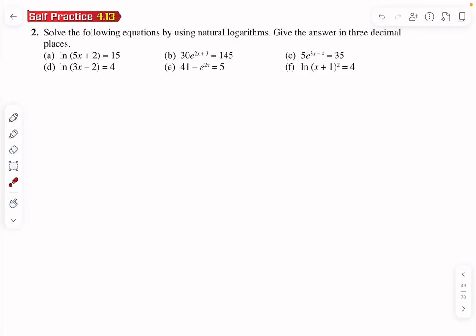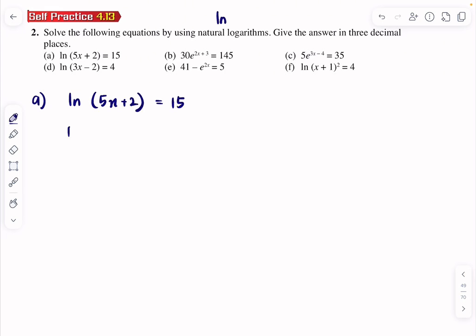Self-practice 4.13, question 2. Solve the following equations by using natural log. Natural log is basically ln. Give the answer in 3 decimal places. Okay, so we have ln(5x + 2) = 15.